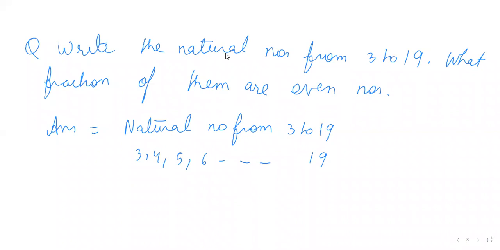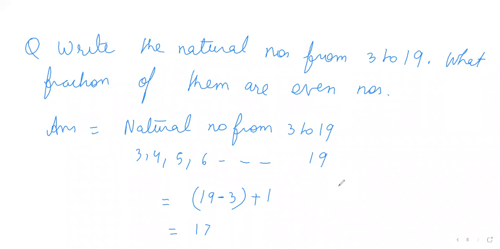See, 3 to 19. So 19 minus 3. What is the way of counting the natural numbers? 19 minus 3 plus 1. So when you count it, it comes out to be there are 17 natural numbers from 3 to 19. Like if I want to count how many numbers are there from 1 to 10, I will count 10 minus 1 plus 1. So 9 plus 1, that is making 10 numbers.